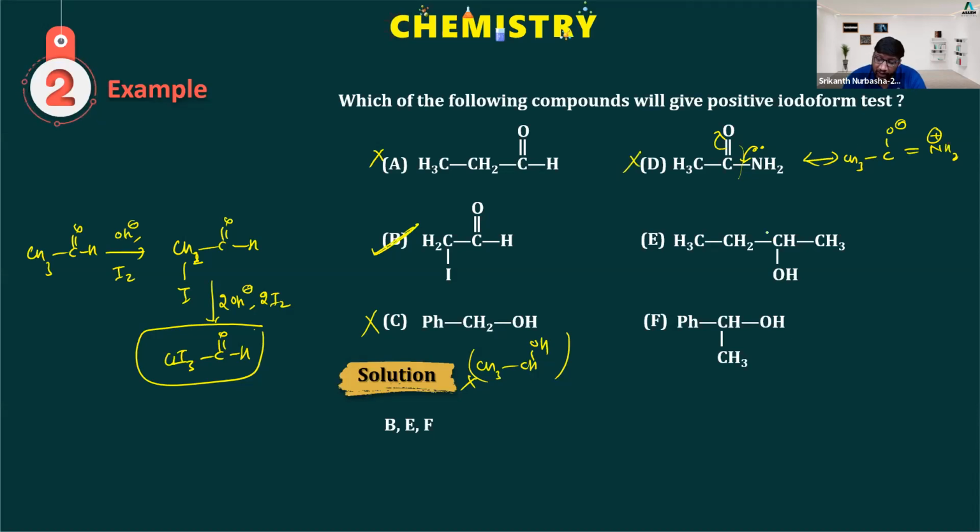Look at this, the CH3CHOH group is there, so that will give. Compound F, the CH3CHOH group is there, so that will also give. So compound B, compound E, compound F will give the positive iodoform test, whereas compounds D, A, and C will not give. Is that clear, students? Yes, sir.